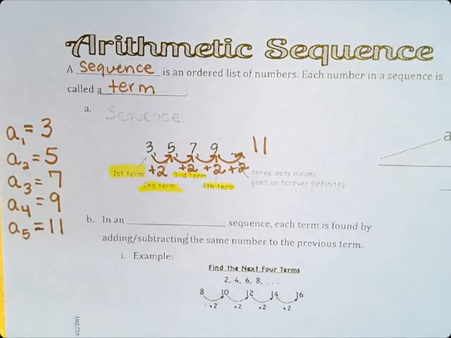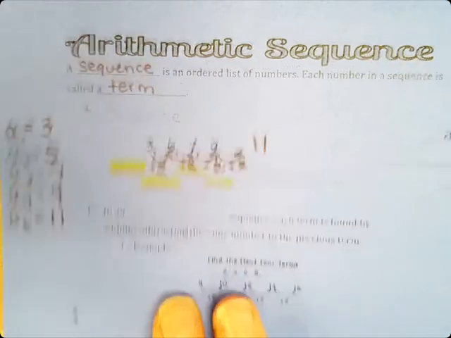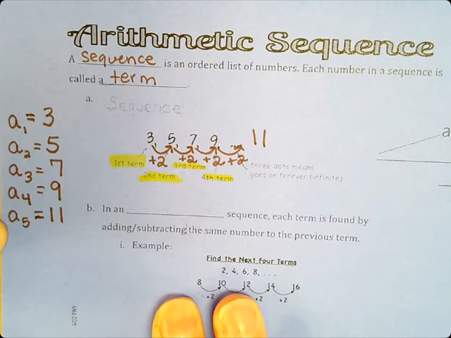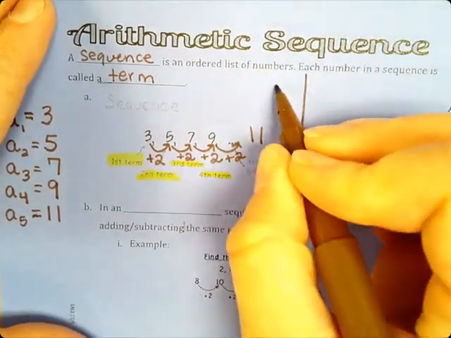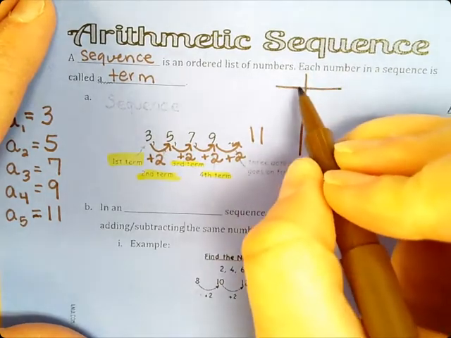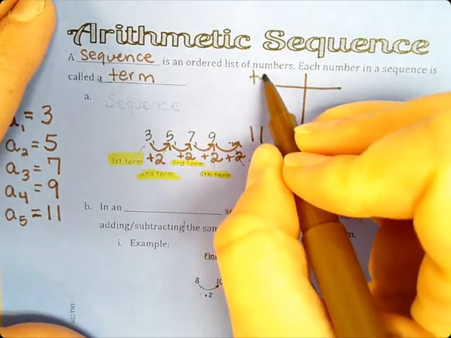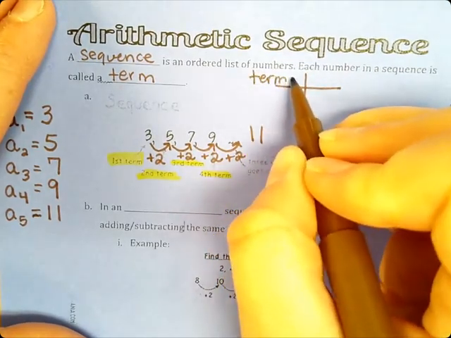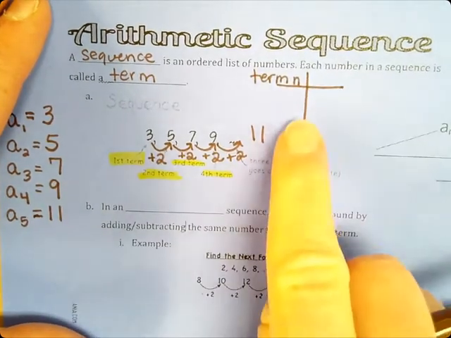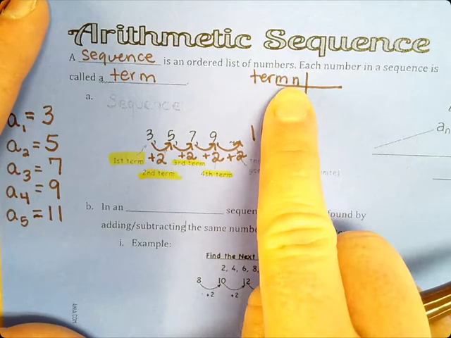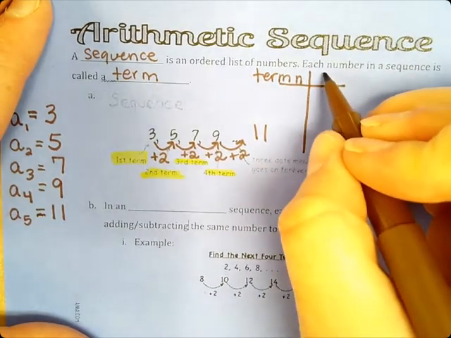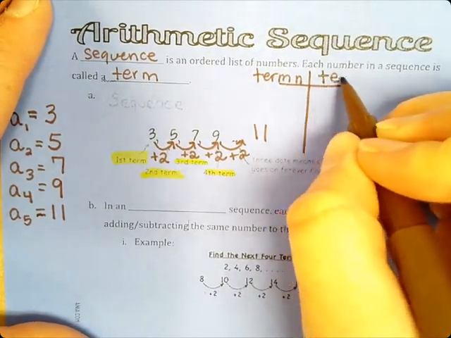So that is one way to identify the sequence. We can just look at the numbers, then we can write it as our term number. We can also write it as an input-output table where we have n, term n, meaning number, term n, and then our y value, our output, is the actual term.